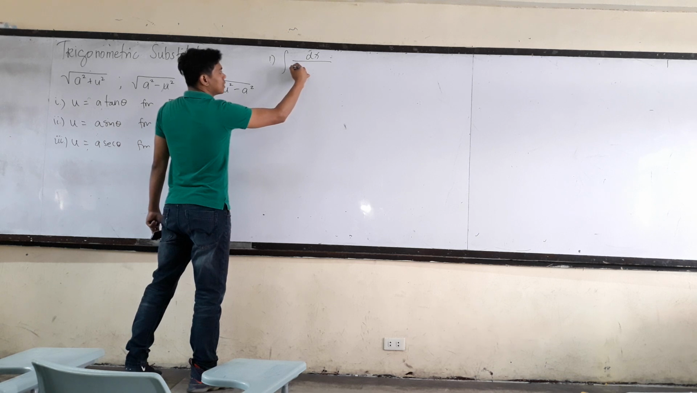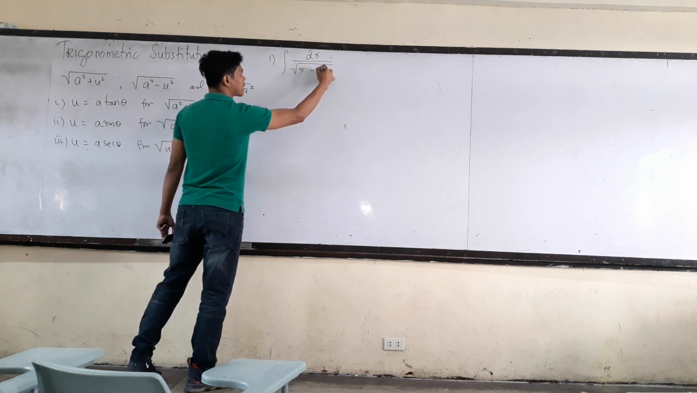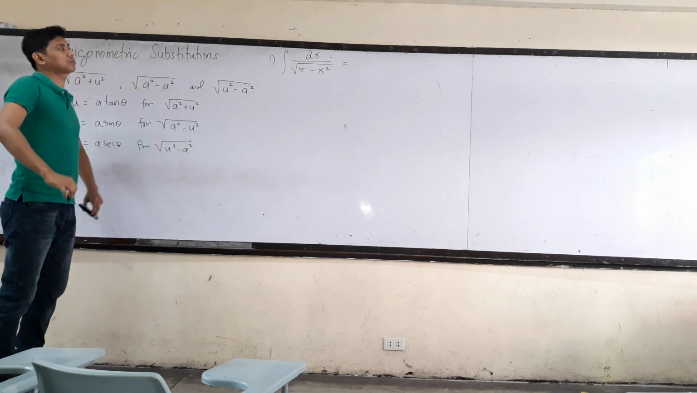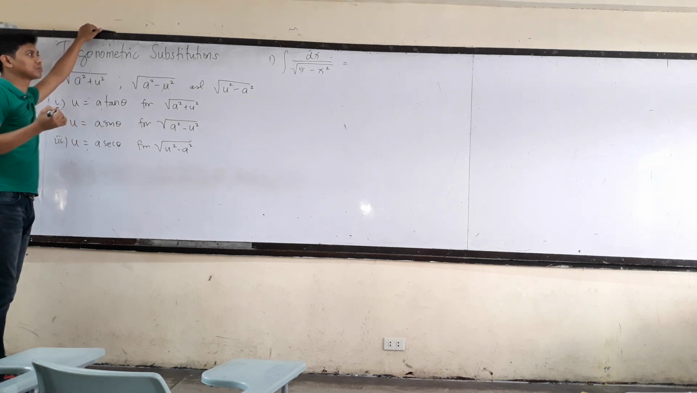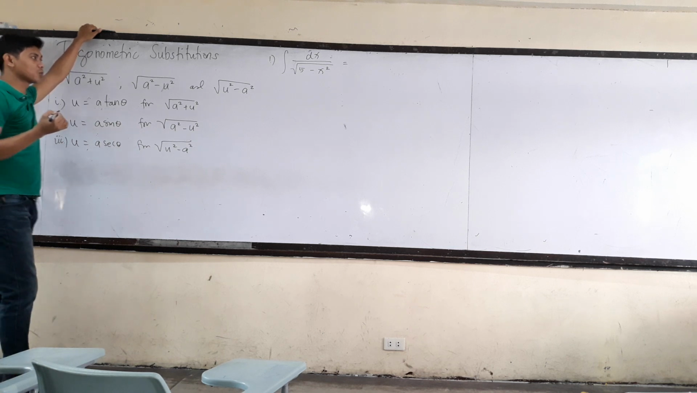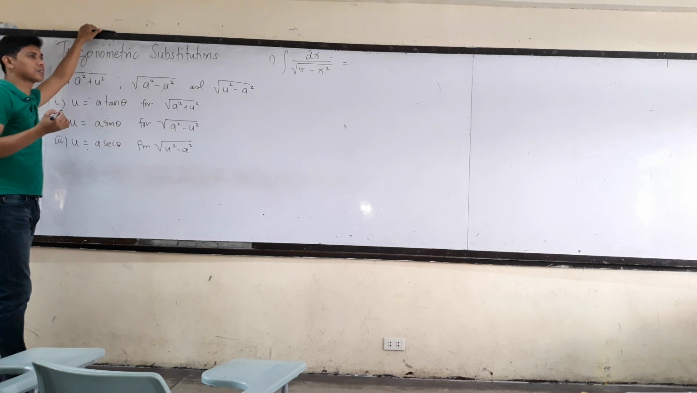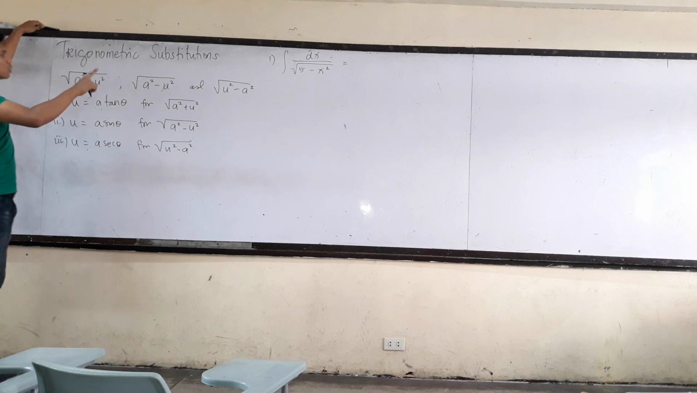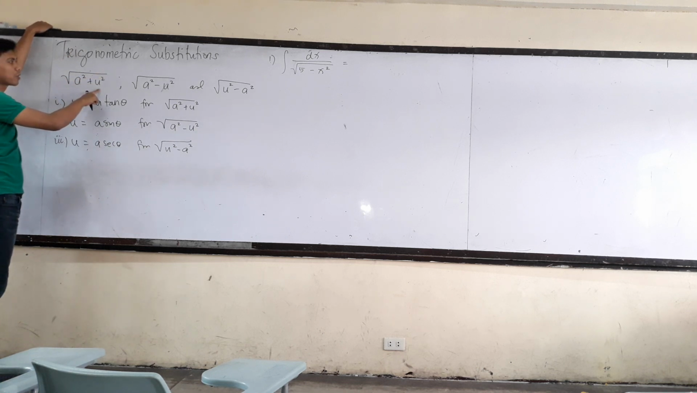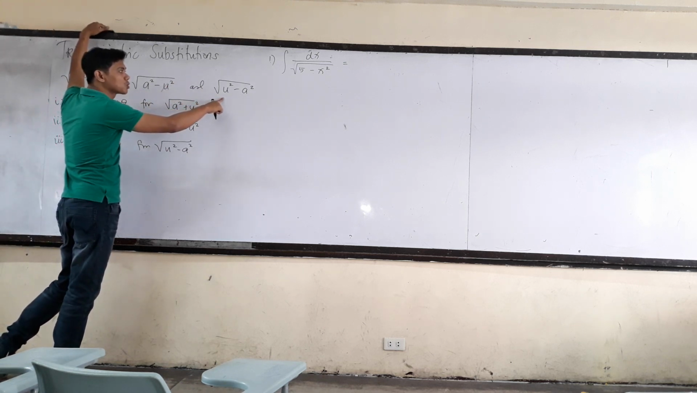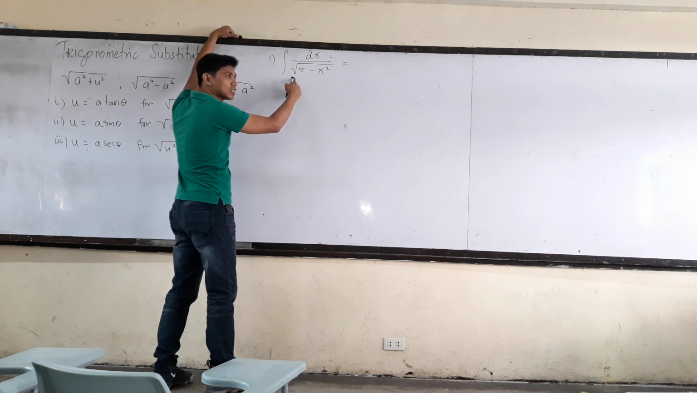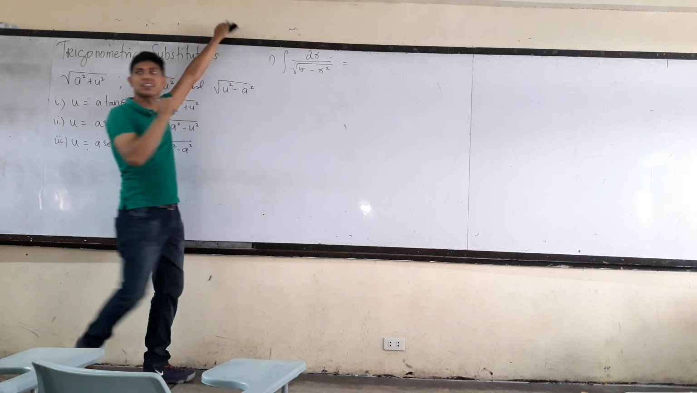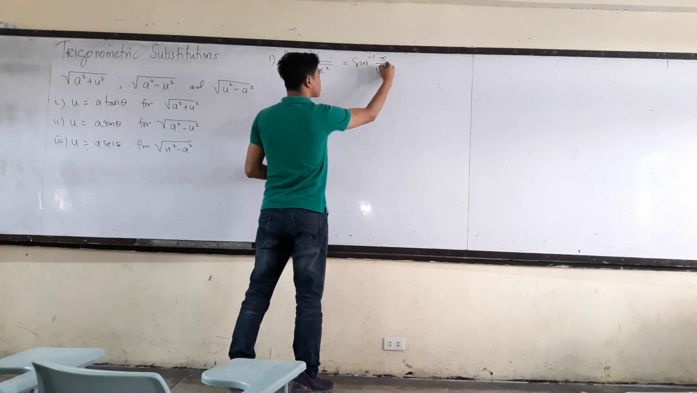Say, for example, we have the integral of dx over the square root of pi minus x squared. What are we going to use? What is the form? The square root of pi minus x squared. Is this square root of a squared plus u squared, square root of a squared minus u squared, or square root of u squared minus a squared? We use this one, a sine theta. However, this can be integrated easily as arc sine, because that will only give us an arc sine. So this is arc sine x over square root of pi plus c.